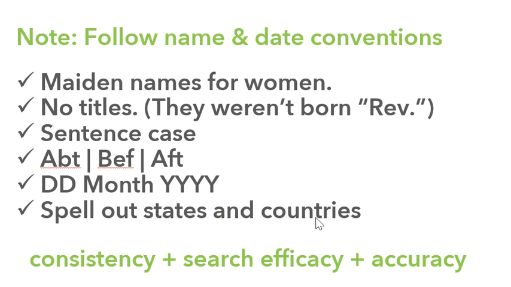Spell out states and countries. It's very easy for people who are unfamiliar with state abbreviations to confuse Missouri and Montana. Are they MO, MT? There are just too many possibilities of confusion. So spell out the states and countries.